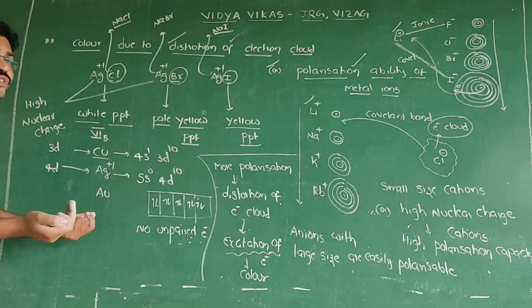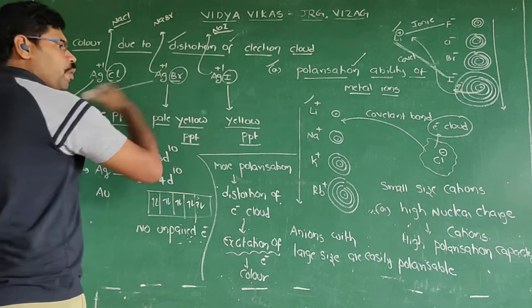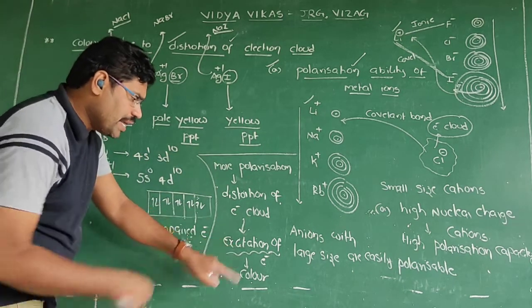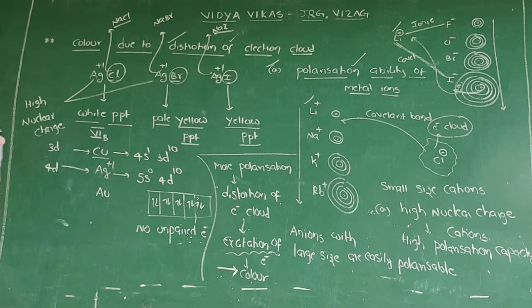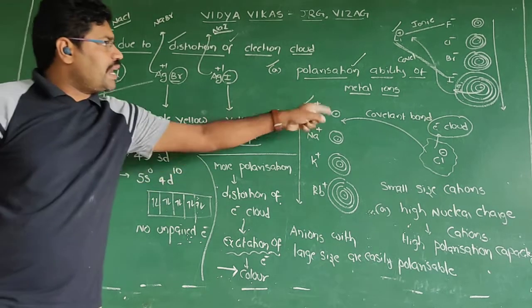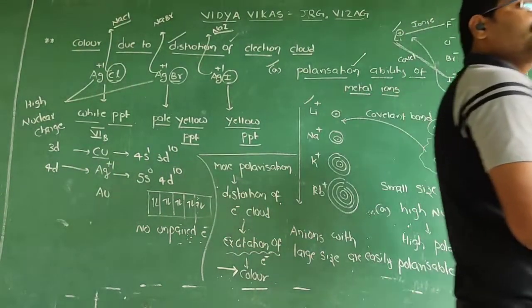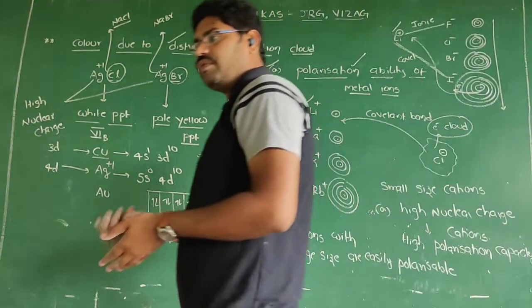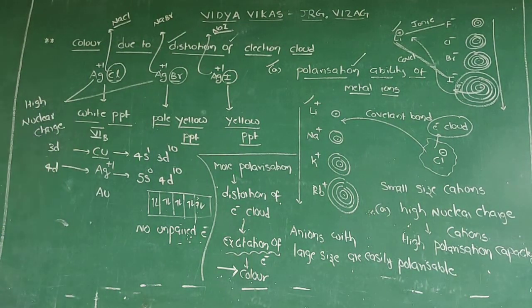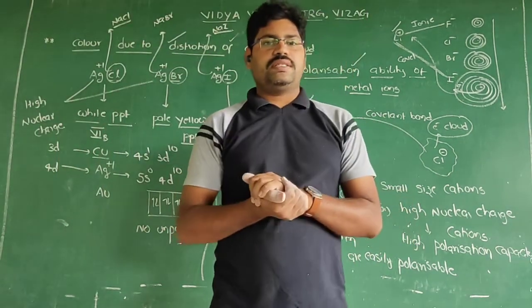Because sodium has no such high nuclear charge to exhibit that much polarization, which is further responsible for the excitation of electrons, which imparts color. Only D block metal ions show such a high nuclear charge, and that's why they have high polarizing ability to exhibit color, dear students. So these are very important, students, from an objective point of view. This is the complete class on color properties.